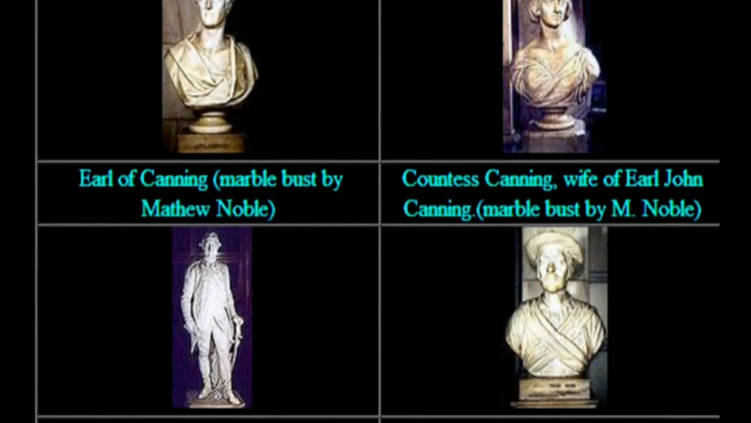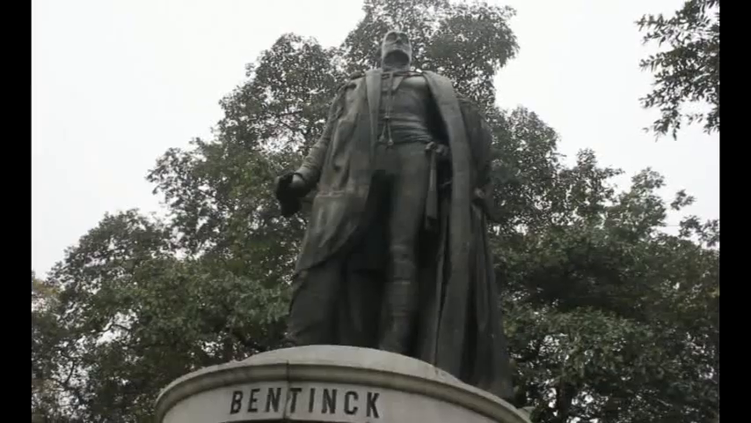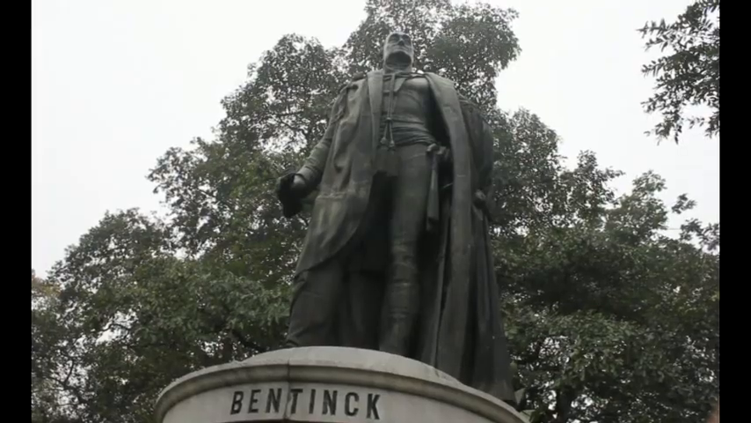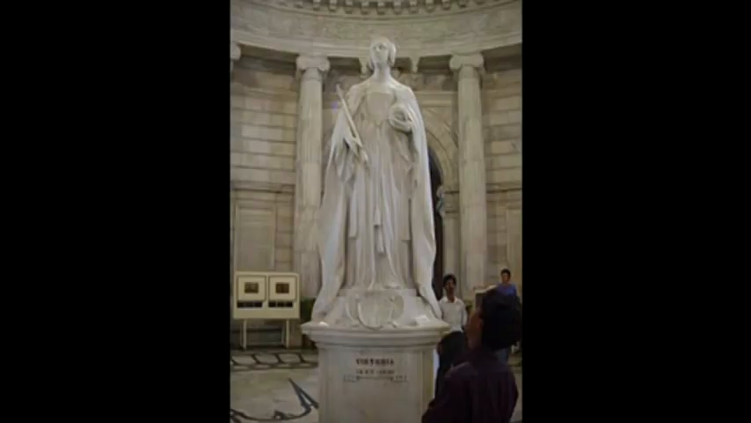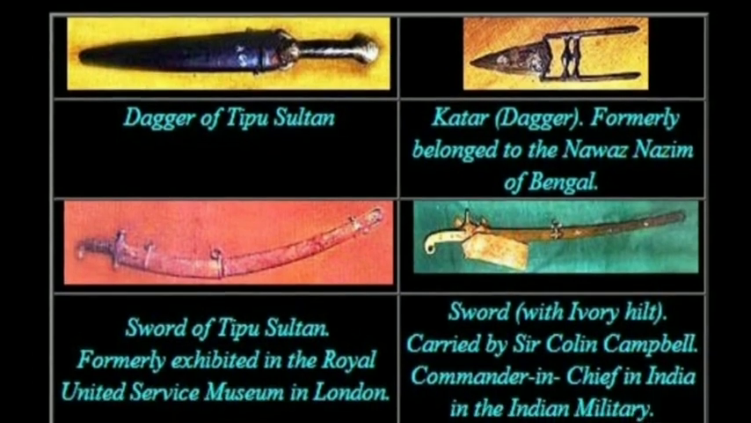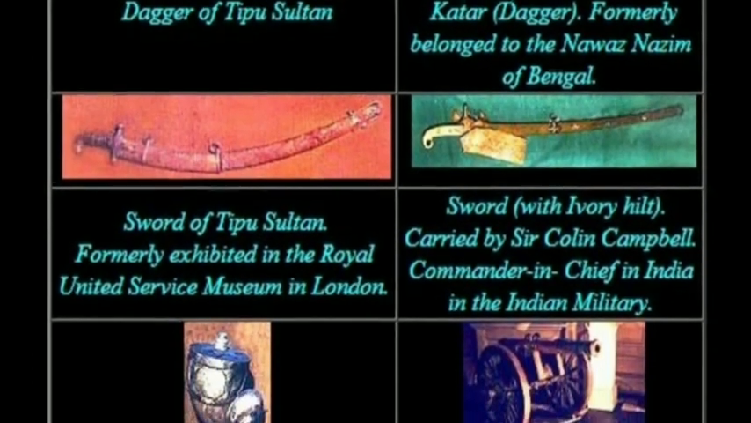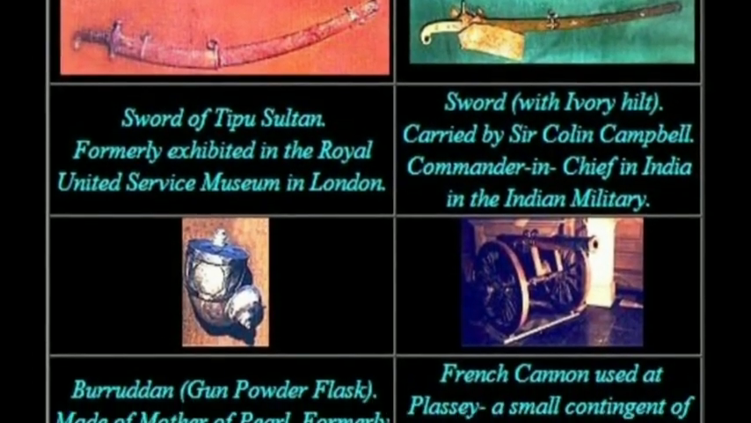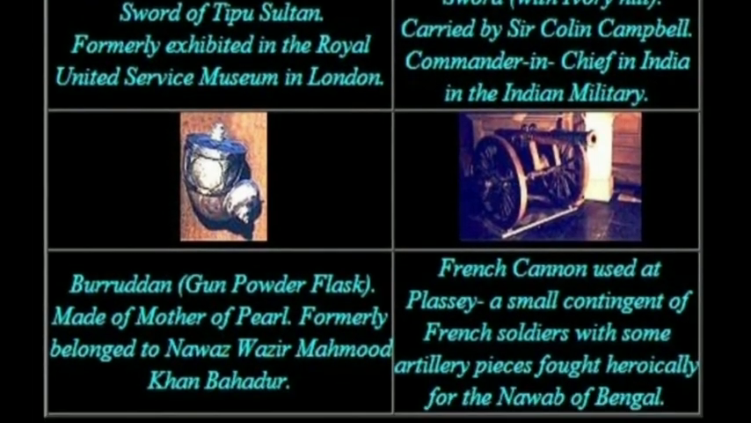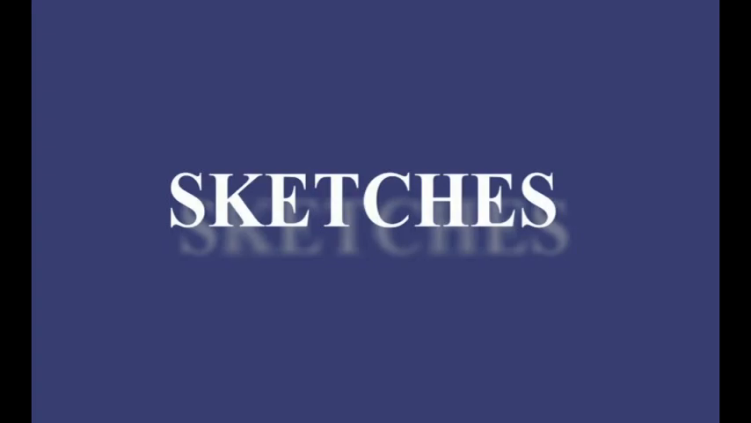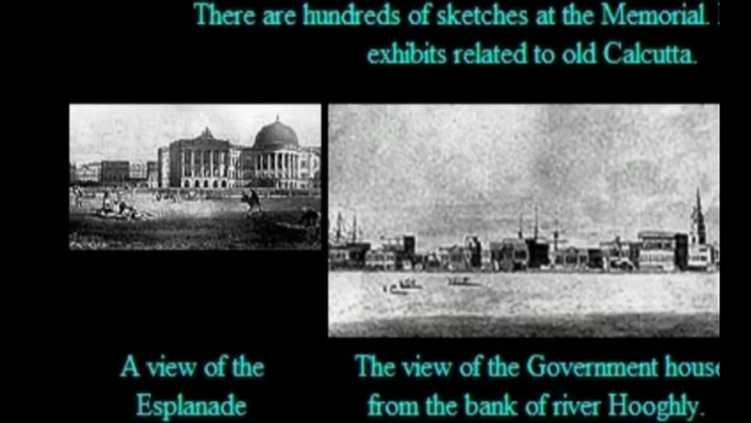Though initially, personalities from the British period were housed inside the memorial and garden, later, many statues of Indian personalities were also put on display. Arms and armors. Sketches. These are a few sketches of old Calcutta.